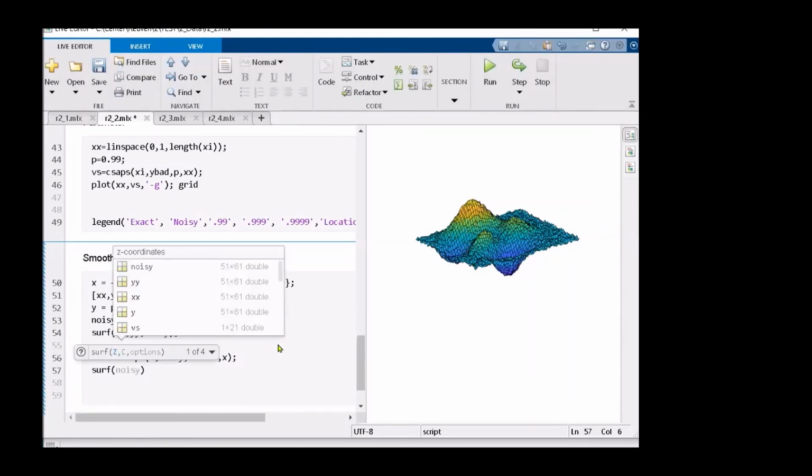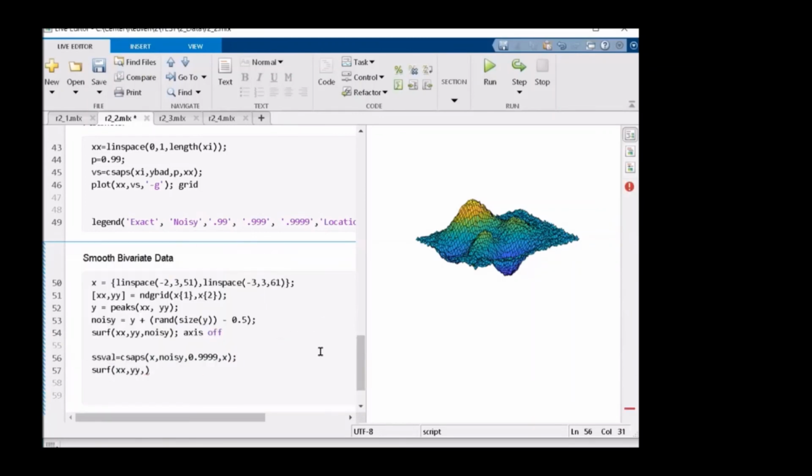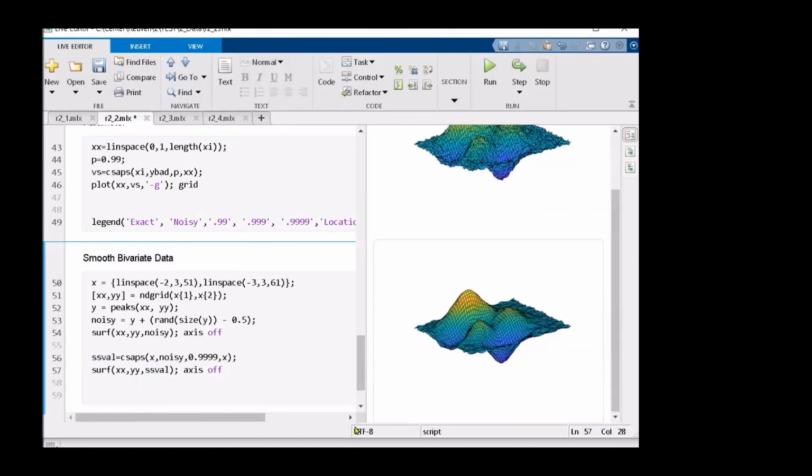Okay, now let's try to plot the surface. And our S valve, oh, not here. Okay, so without X's. Let's check. Oh, good.